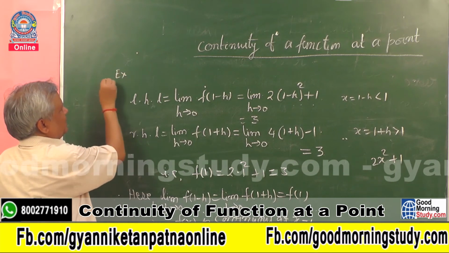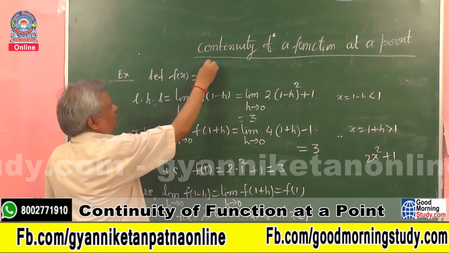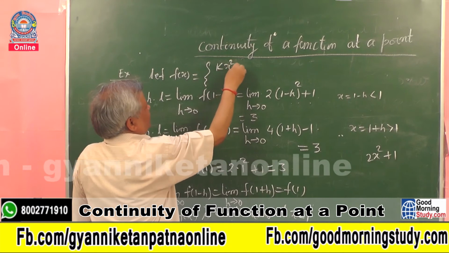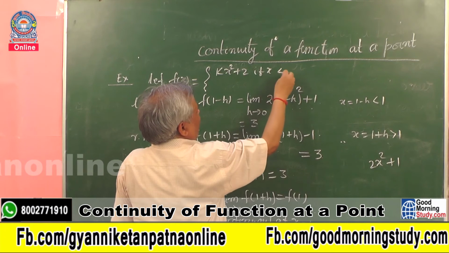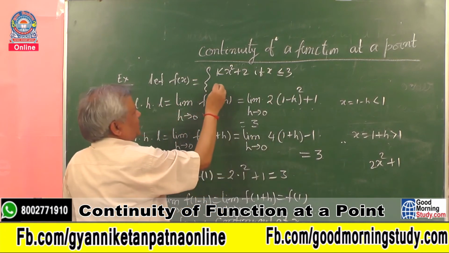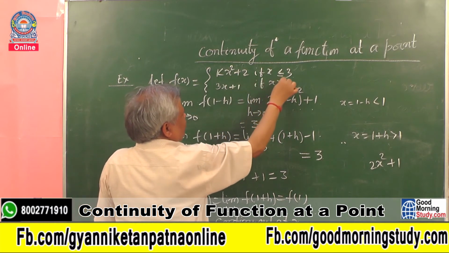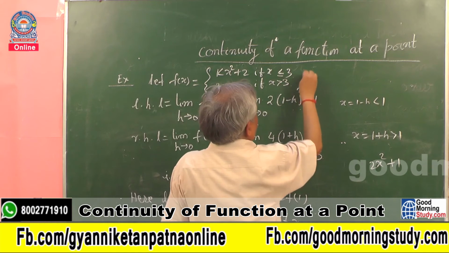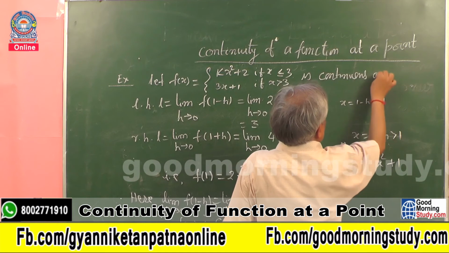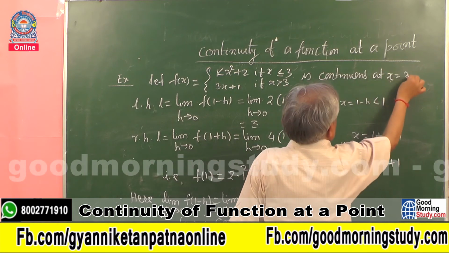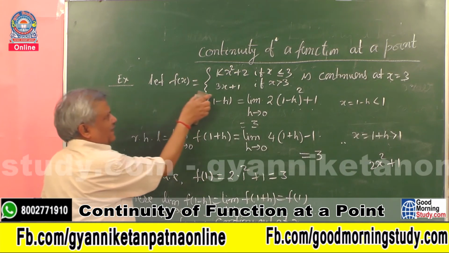Another example is: let f(x) equal kx square plus 2 if x is less than or equal to 3, and it is 3x plus 1 if x is greater than 3, is continuous at x equal to 3. Then find out the value of k.